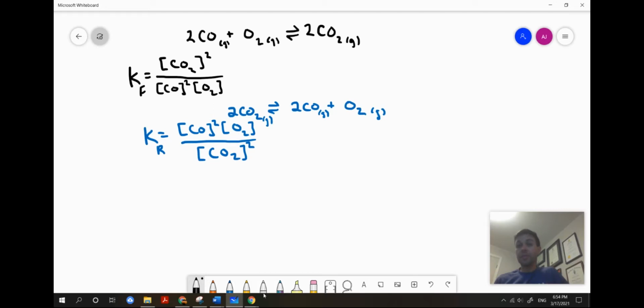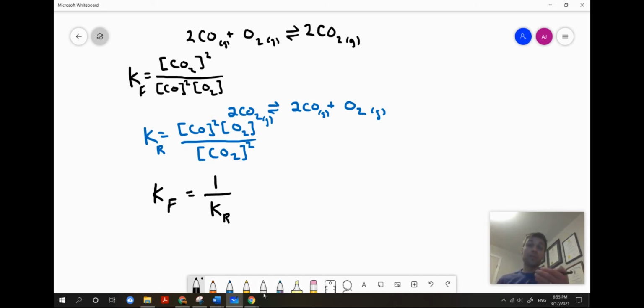So for any chemical system here, the equilibrium law expression for the forward reaction is going to be equal to 1 over the equilibrium expression for the reverse reaction.